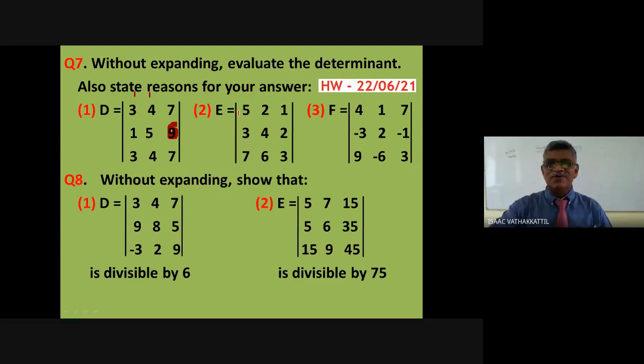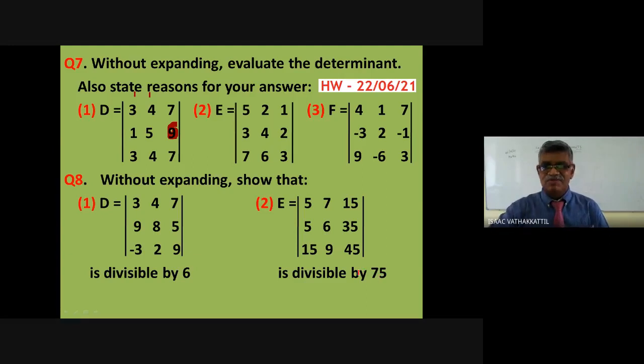Better than me. Now see E and F, you have to evaluate. And you can hint the answer will be 0. But how are you getting 0? Not by evaluating. You wonderfully observed 3, 4, 7. The first row and third row are identical. Simply state the reason and tell that it is 0. And here in the 8th one, without expanding, show that this determinant is divisible by 6. Can you observe that you can take 3 out from the first column, 2 out from the second column, you get 6 common.